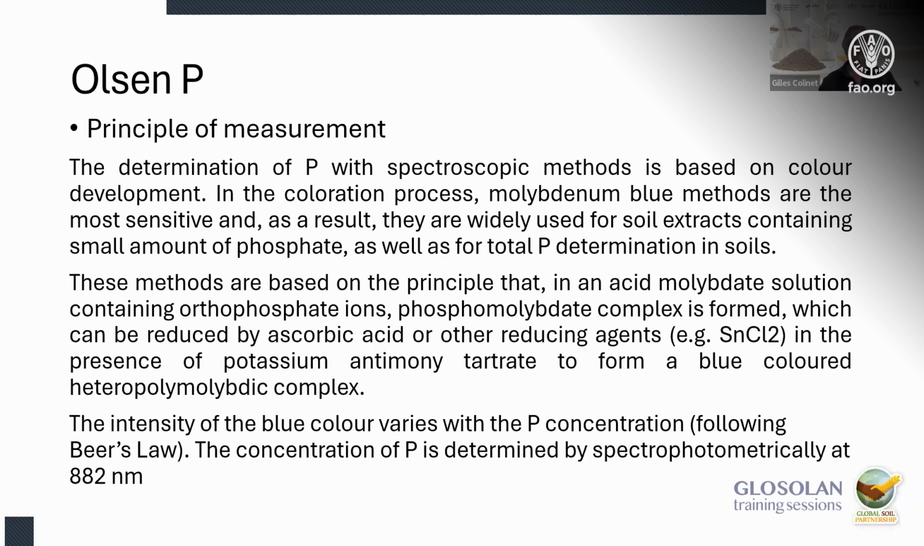So you see that you need several different kinds of products and reagents in order to make the color development. And the intensity of the blue varies with the phosphorus concentration, of course. The wavelength to make the measurement is 882 nanometers.